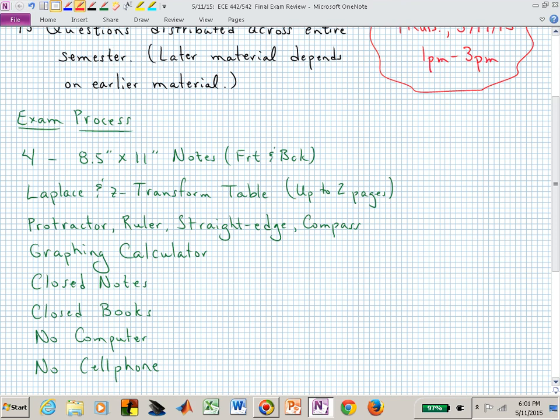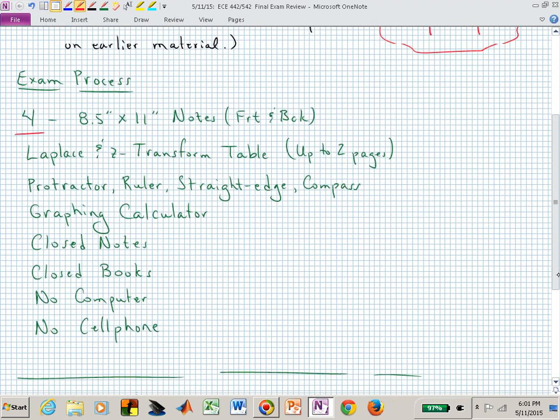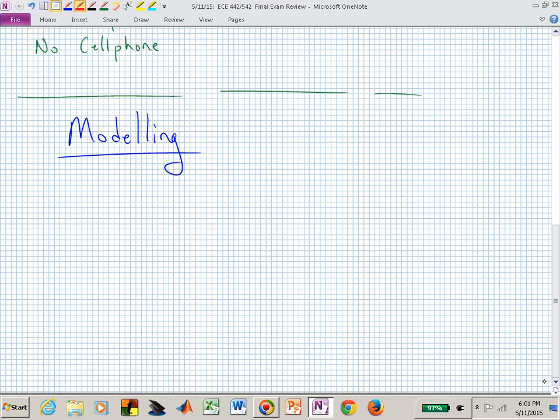I think we've been over this enough times. The only new piece of information here is that you now have 4 pages of notes that you can use, front and back, but everything else should be consistent with what we've talked about in previous exams. Let's now walk through some of this relative to the topics that you can expect on the final.